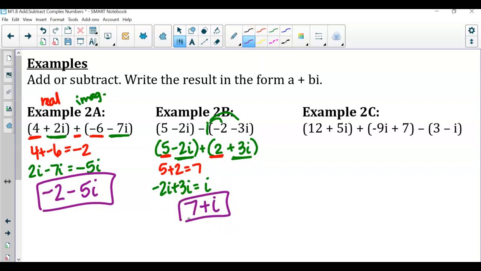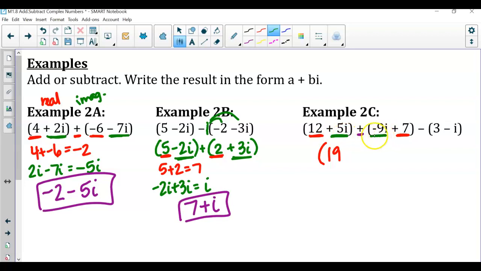Now notice we have multiple operations here, right? So just work it left to right. The first here, we're just adding, so we can just combine our like terms. We have 12 plus 7. That is your real. 12 plus 7 is 19. Then we now combine the imaginary.